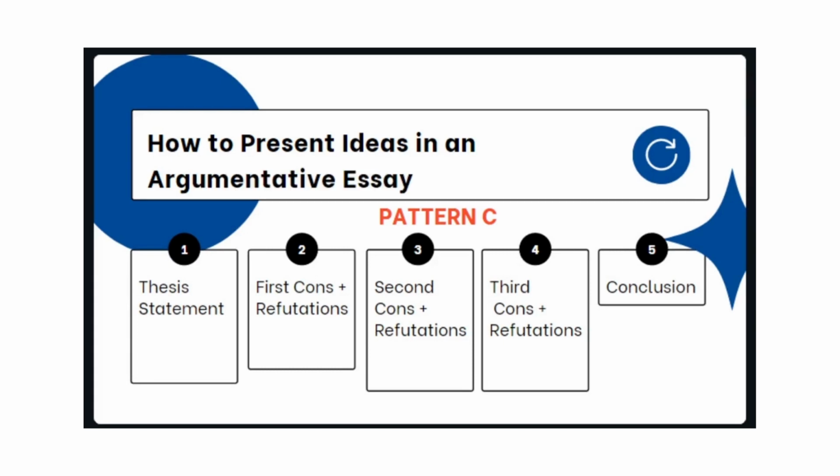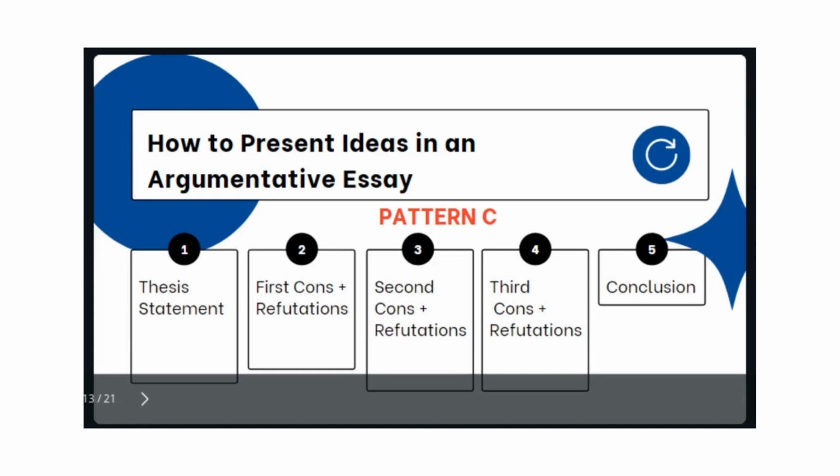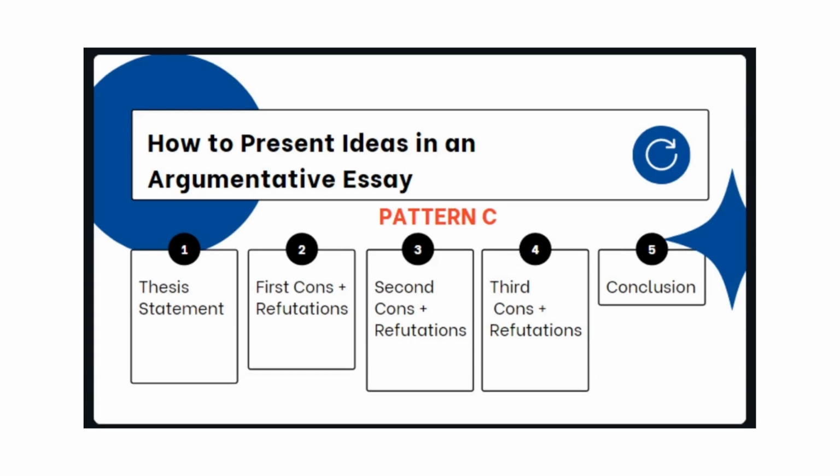How about in pattern C? So finally, in the last pattern, it presents the simplest flow of arguments, starting with a presentation of the thesis statement, which is under number 1. Then, this is the difference from pattern A and pattern B. On the second, we have first cons plus refutations. Number 3, we have second cons plus refutations. Number 4, we have third cons plus refutations. So, in short, the 3 sets of cons or opposing ideas of the issue, together with their corresponding refutations, are provided after the thesis statement.